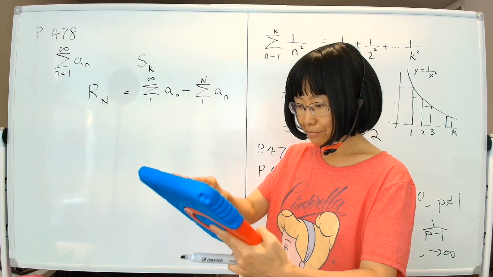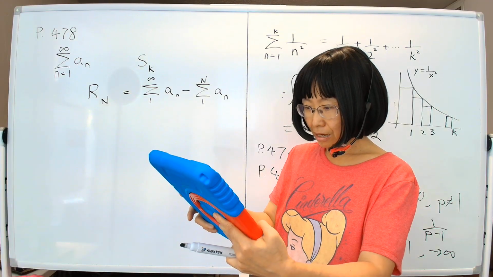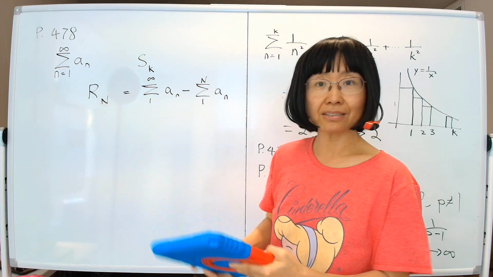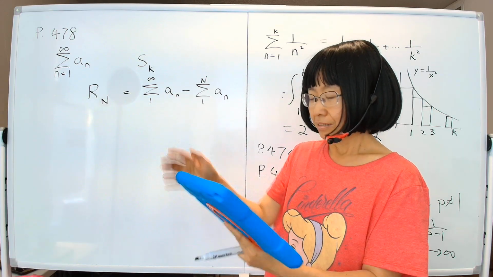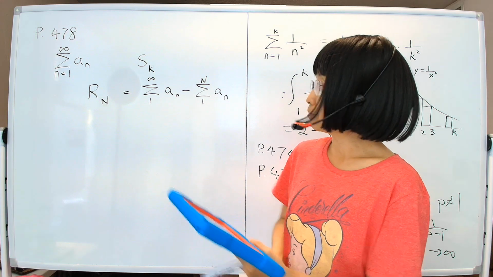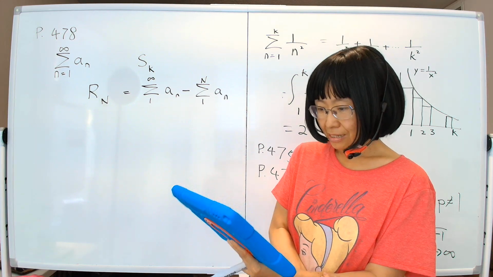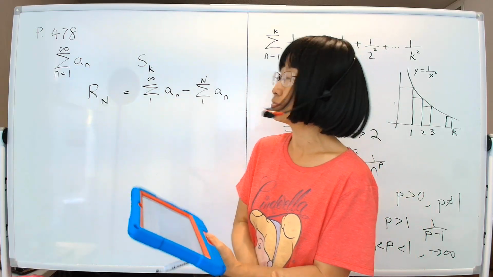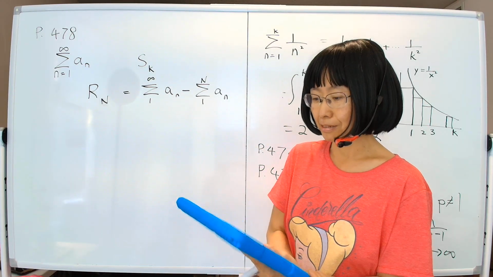And how are we going to estimate this? We're going to estimate it by using a similar principle as the integral test. So let's look at what it says. Theorem 5.10 on page 478 says, suppose this is a convergent series with positive terms. So far we've been working with positive a_n to keep things simple for now.